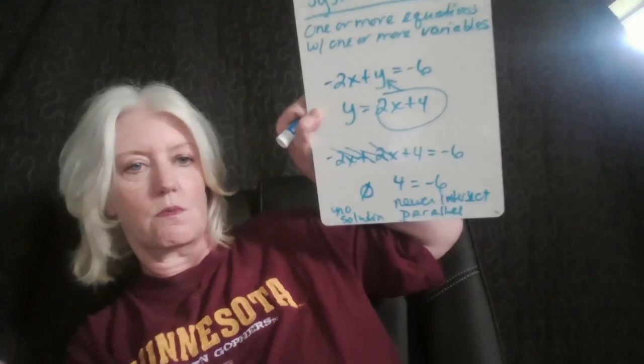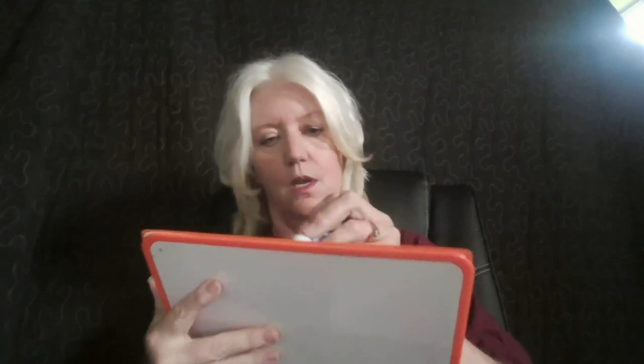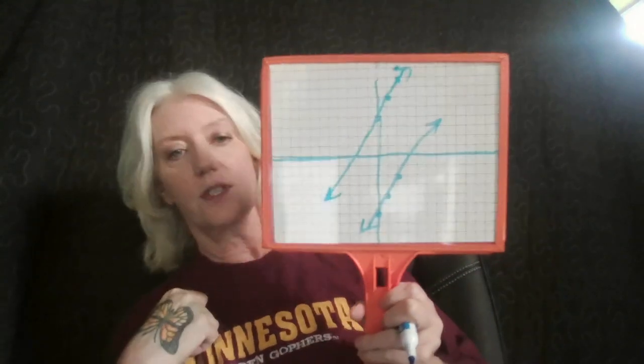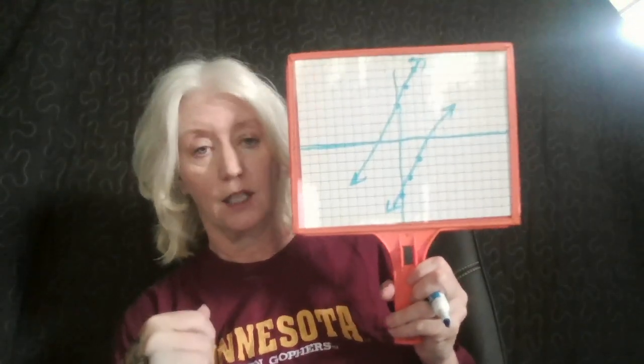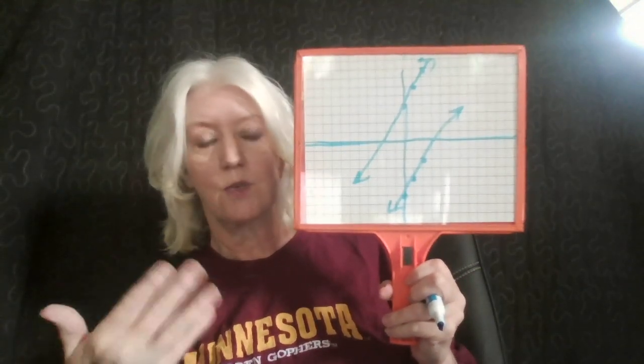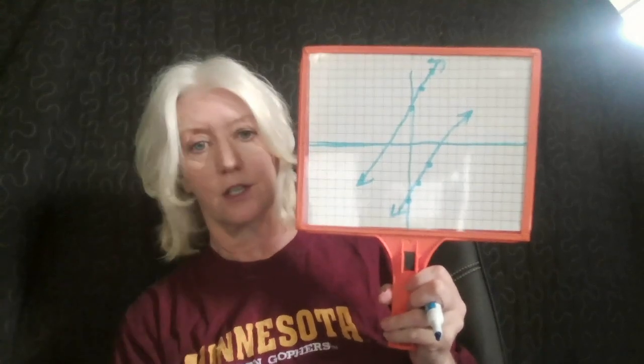My next one was already in slope-intercept. It was y equals 2x plus 4. Start at 4. Go up 2 over 1, up 2 over 1. We already had seen that they had the same slope, so we knew they were going to be parallel, but just showing you these graphs are parallel. So if the solution to a system is where they meet and they never meet, then there's no solution.